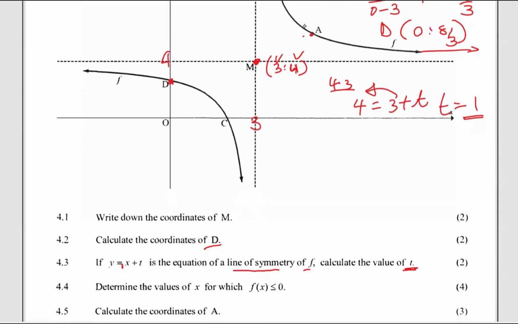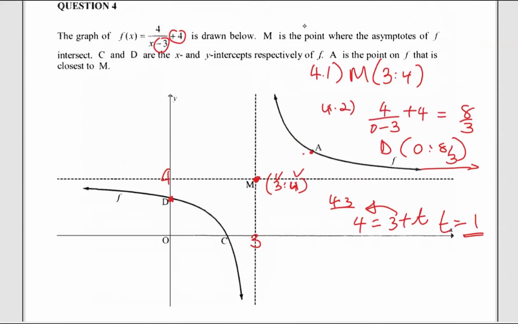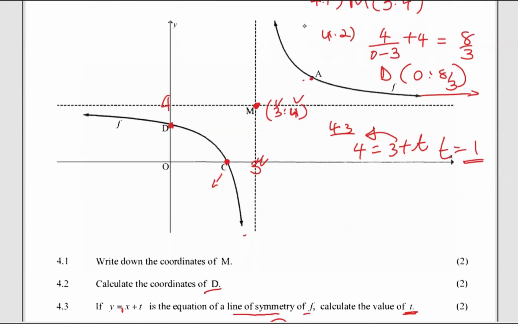Then determine the values of x for which f of x is less or equal to 0. f of x is less or equal to 0. So where do we find the graph to be below 0? Determine the values of x. Okay, so the trick here is very simple because we can only see that from point C, that's when the graph is below 0. Okay, meaning that we need to get the coordinates of C. Between this asymptote and the C value, that's when the graph is just below.